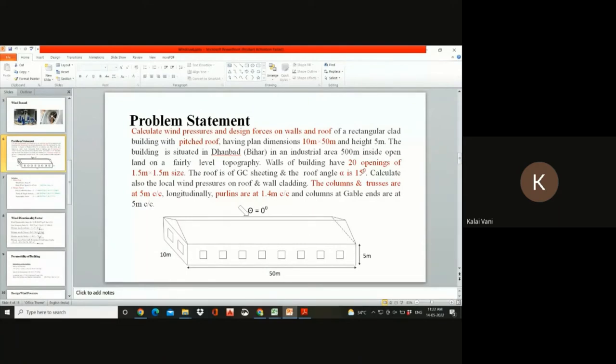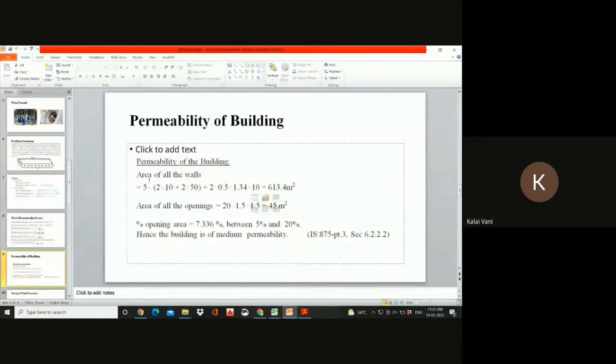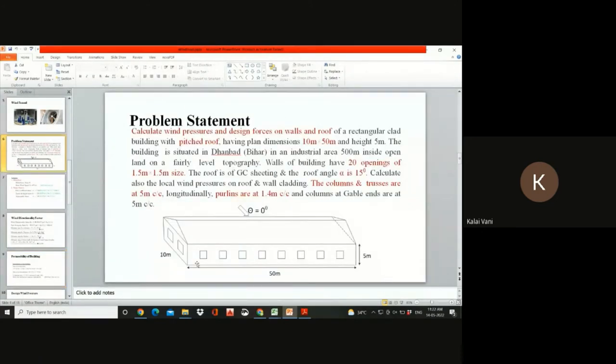In your structure, your opening is available. So 20 openings of 1.15 by 1.5 meter size. Here we need to find the permeability of the building. So how to find the permeability? It is the percentage of the area of opening divided by the area of your wall, right? So the area of wall is, four walls are there, all of 5 meter height. So 50 into 10 into 5.